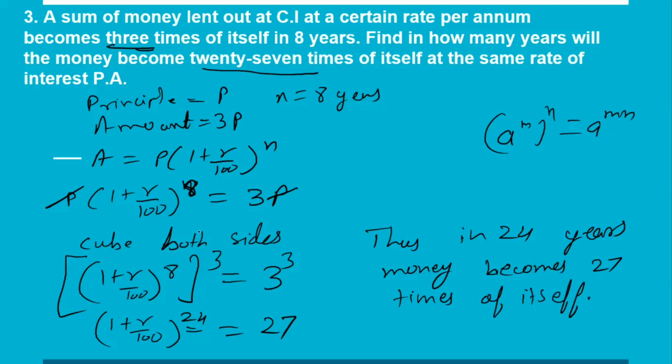Getting it? So simple. A was 3P. We put it in the formula. When I divide 3P and P, this P will get cancelled. Since it is a multiplication, we have to find the relation between 3 and 27. So the cube of 3 is 27, and we'll be cubing both sides. On cubing both sides, we got (1 plus R by 100) raised to 24 is nothing but 27. So what happens in 24 years? The amount becomes 27 times of itself. Let's move on to the next question.